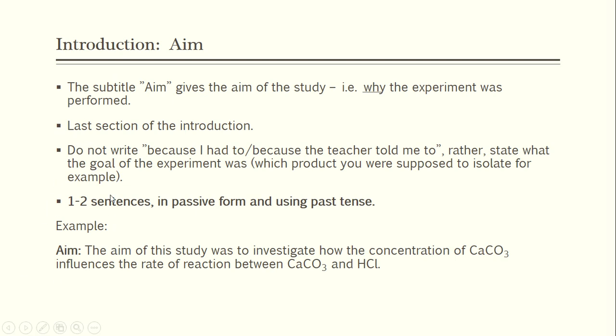It cannot be more than one or two sentences. You write it in passive form using past tense. For example, the aim of this study was to investigate how the concentration of calcium carbonate influences the rate of reaction between calcium carbonate and hydrochloric acid. You see here, we say what the aim of the study was, because when we write the report, we're referring back to a study that has already been done.